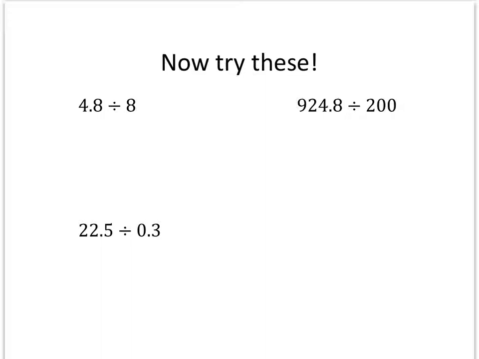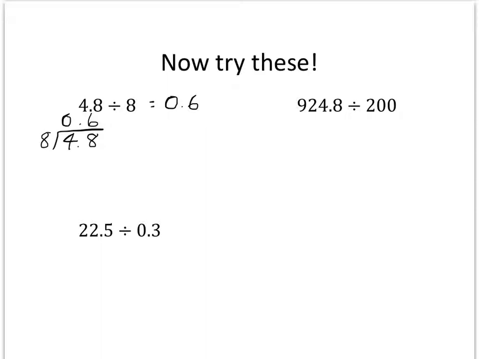Okay, 4.8 divided by 8. That's just dividing by a whole number, so I can just set up the division the way I'm used to. 8 goes into 4.8. How many times? Line up my decimal. 8 goes into 4 0 times, so I think about it as 8 goes into 48, and that goes in 6 times with no remainder. So that just gives me 0.6.